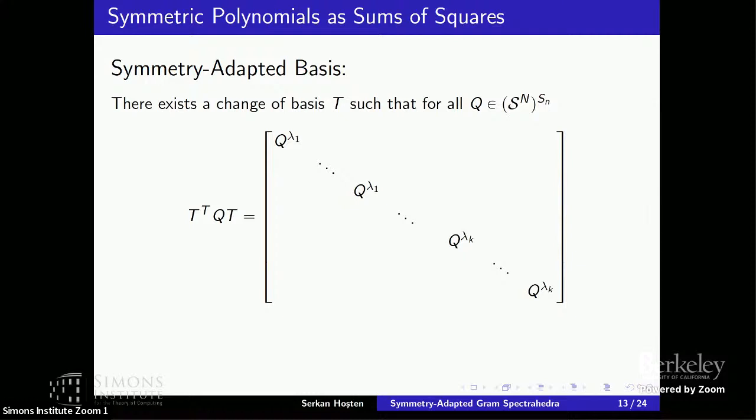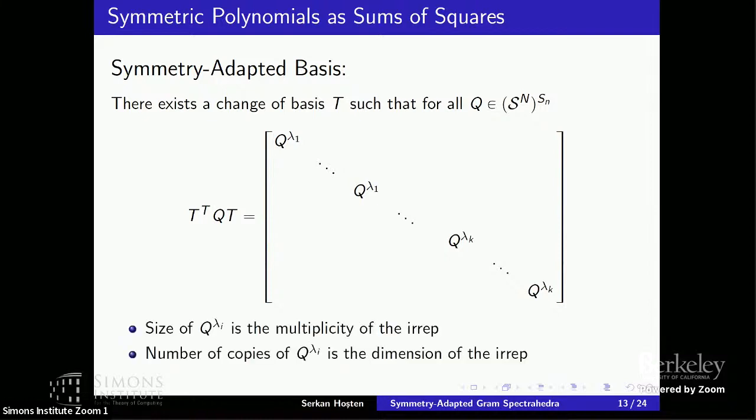So if you take your fixed point subspace, then there exists what's called a symmetry adapted basis. There is a change of basis T such that every matrix Q in this subspace can be represented in this block diagonal form. So the Q lambda 1 through etc. are symmetric matrices themselves, and they are grouped according to, let me write this down maybe, the irreducible representations of your group. In this case, a symmetric group.